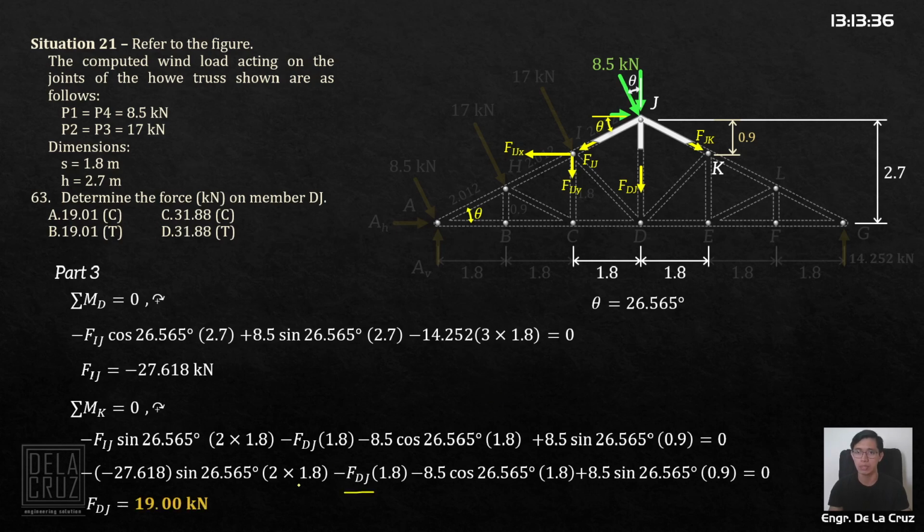Kuha natin yung FDJ. That's 19.00 kilonewtons. So, positive yung lumabas. Assumption natin is away from the point for tension. Yung answer natin is 19.01. So, that's it for situation 21.